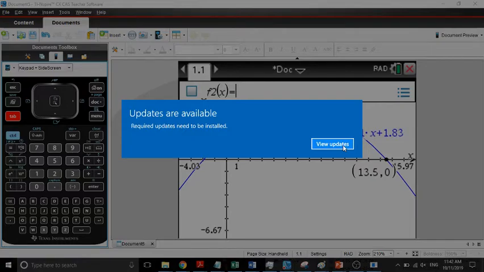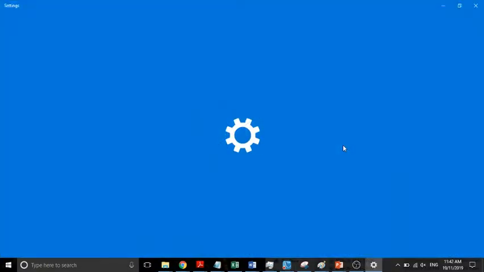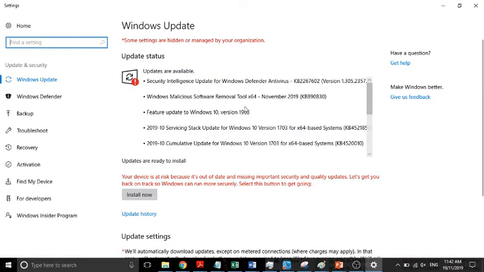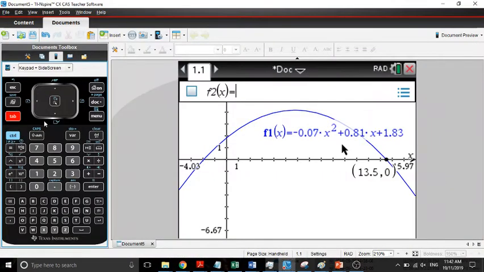What updates need to be installed? I don't really want to install them. So no.